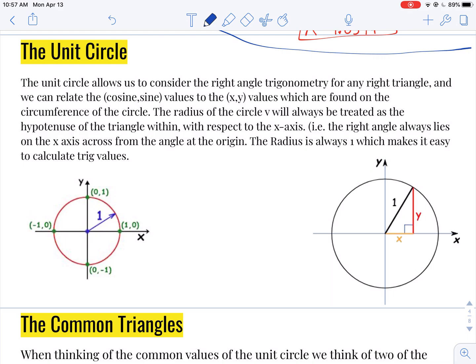Now, what is the unit circle, though? What is this thing that Mr. Yehlen is in love with? The unit circle allows us to consider the right angle trigonometry for any right triangle, and we can relate the cosine and sine values to the xy values which are found in the circumference of the circle. The radius of the circle will always be treated as the hypotenuse of the triangle within, and that's with respect to the x-axis. So that means the right angle always lies on the x-axis across from the angle at the origin. And the radius is always 1, which makes it easy for us to calculate our trig values.